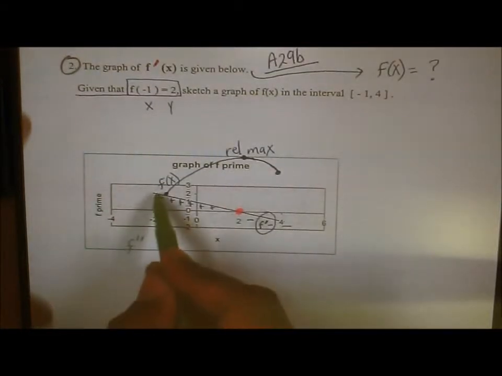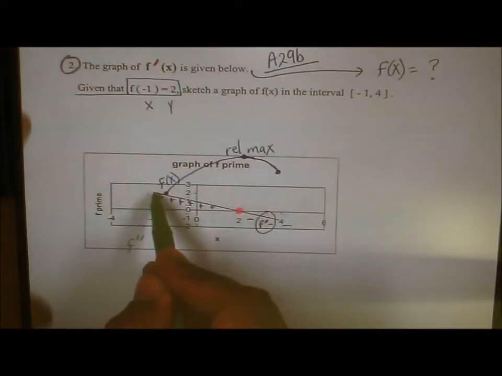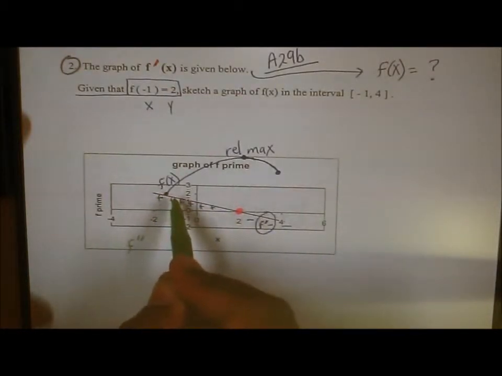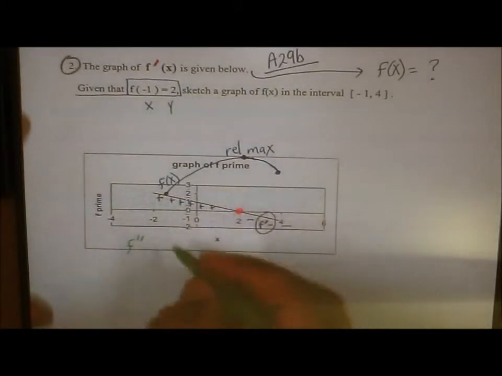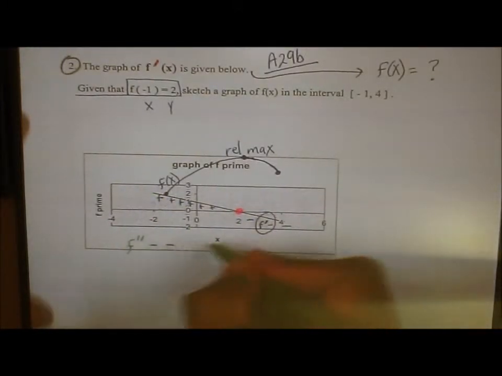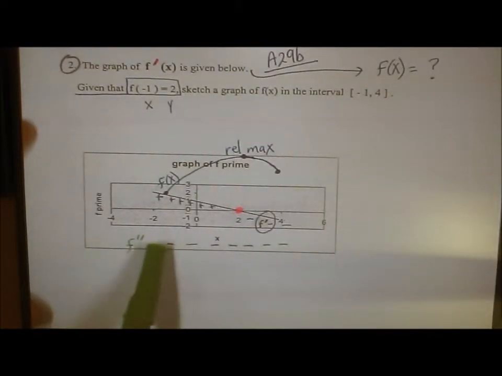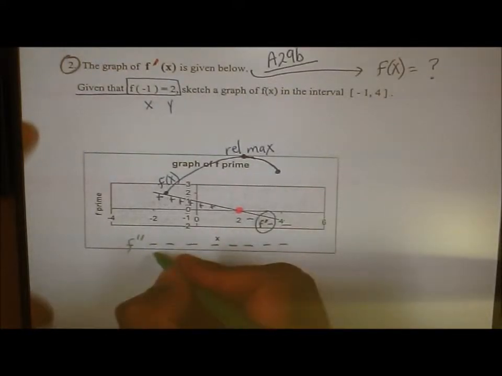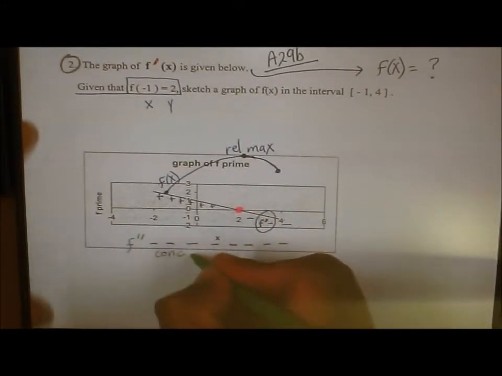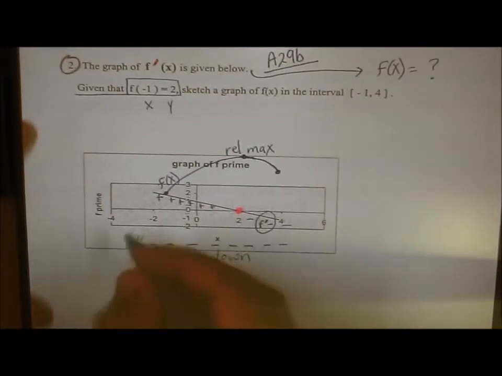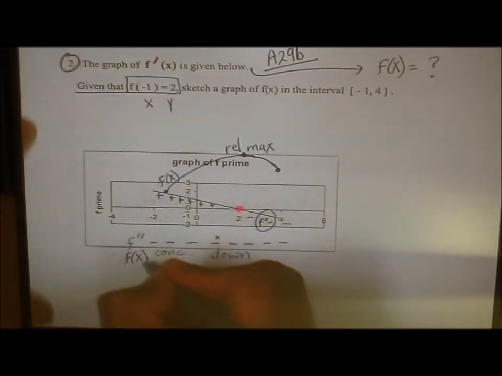So ask yourself, as you're moving from left to right, because f prime is decreasing, all these slopes are what? Well, all these slopes are negative. So now you've created an f double prime sign chart. And if you recall from your previous lesson, if f double prime is negative, it means that your function f will be concave down.